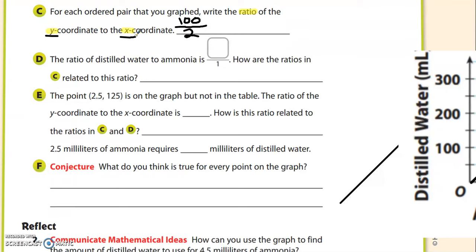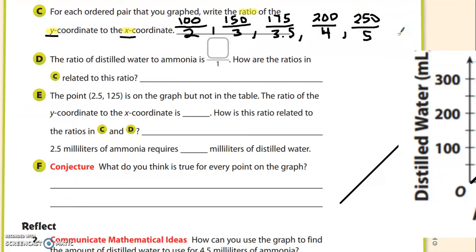So the first one I'm going to write is 100 to 2. The next one we graphed was 150 on the y value, and it was 3. The next one we graphed was 175 as the y value, and the x was 3.5. And the last one we graphed was 200 on the y value. The x was 4. And the last one was given to us. It was 250 to 5.